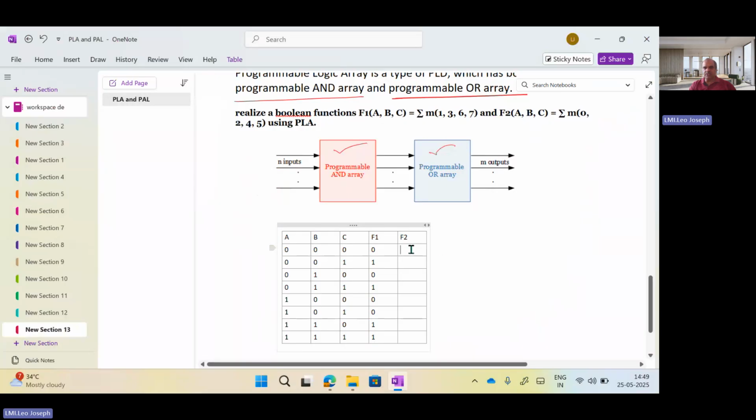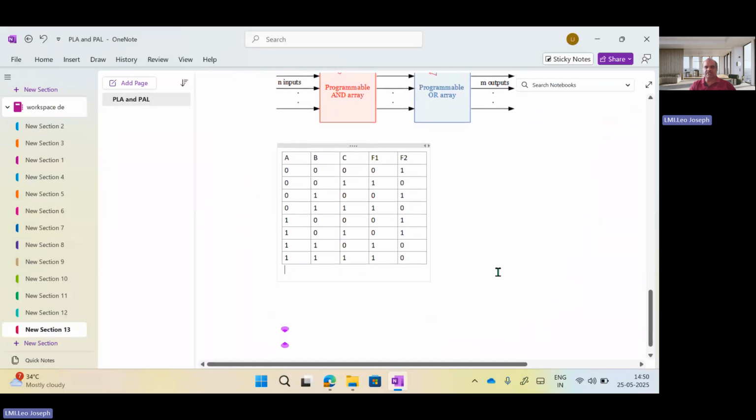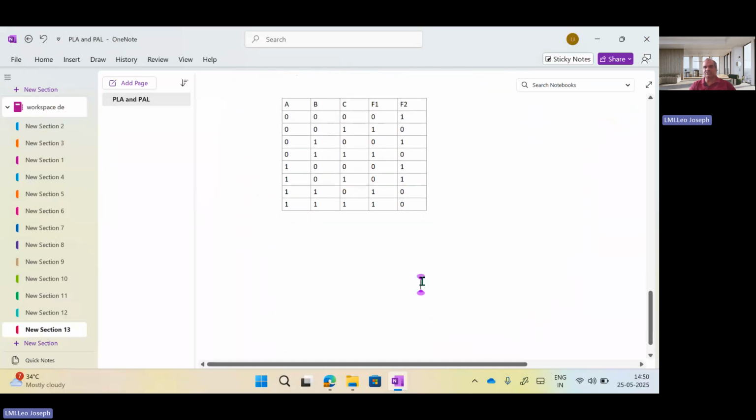Similarly for F2, I am keeping the same thing here. Starting from 0, 0 is present, 1; 1 is not present, 2 is present, 3 is not present, 4 is present, 5 is present, 6 is not present, 7 is not present. That's all, my work is over. You can see here how the table is clear.